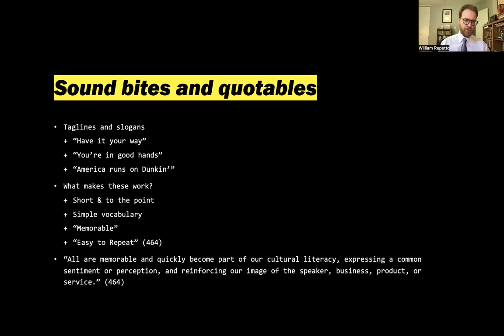And these ones I took from the text, although I think they pertain to those first 2 points, but your textbook says they should also be memorable and easy to repeat. But I think part of what makes these memorable is that they are so short and they are so simple. And I think, again, what makes them easy to repeat is the same thing.